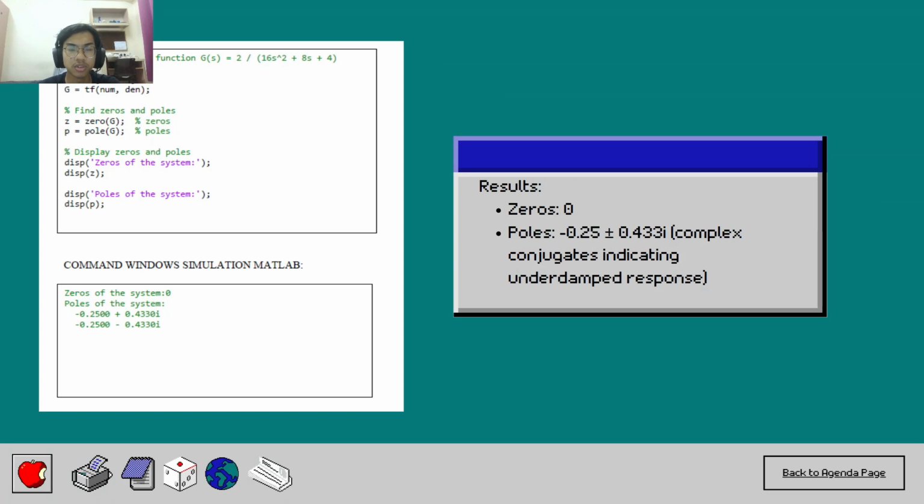From the analysis, we found no zeros and two complex conjugate poles at negative 0.25 plus minus 0.33i. These complex poles indicate that the system is underdamped, which we'll explore further when we analyze the response.